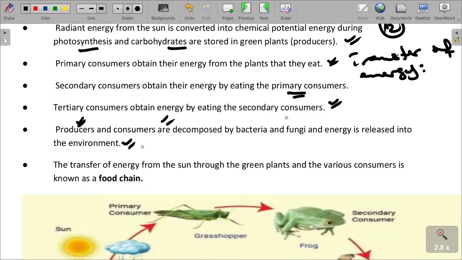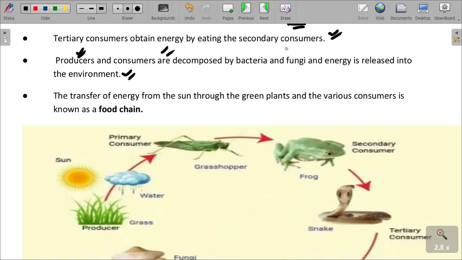We are talking about the energy cycle. After everything is done, whether they are plants or animals, when they die, the bacteria and the fungi decompose them, releasing the energy and nutrients back to the environment and back to the soil. So the transfer of energy from the sun through the green plants and various consumers is known as the food chain.